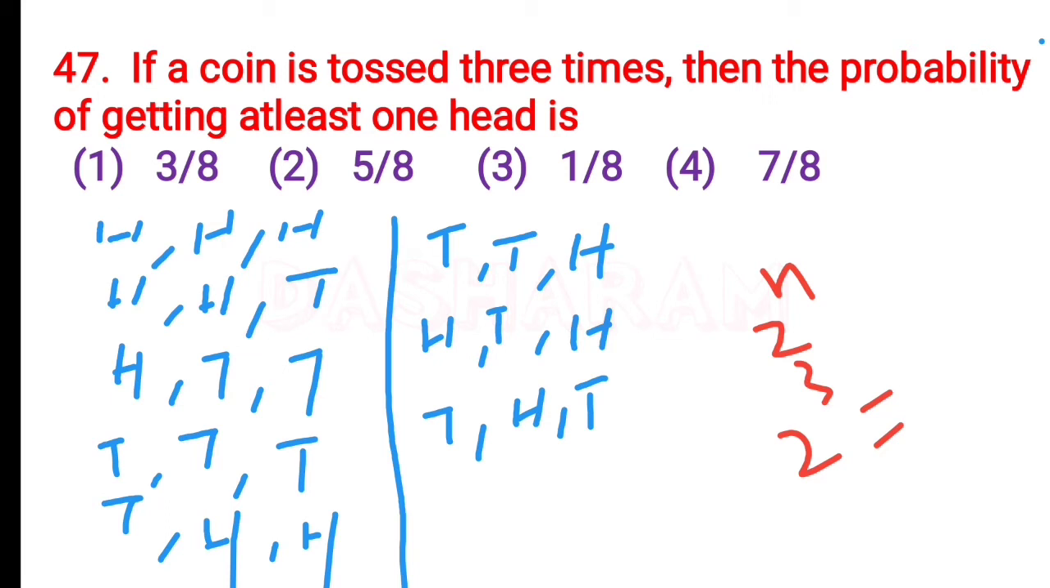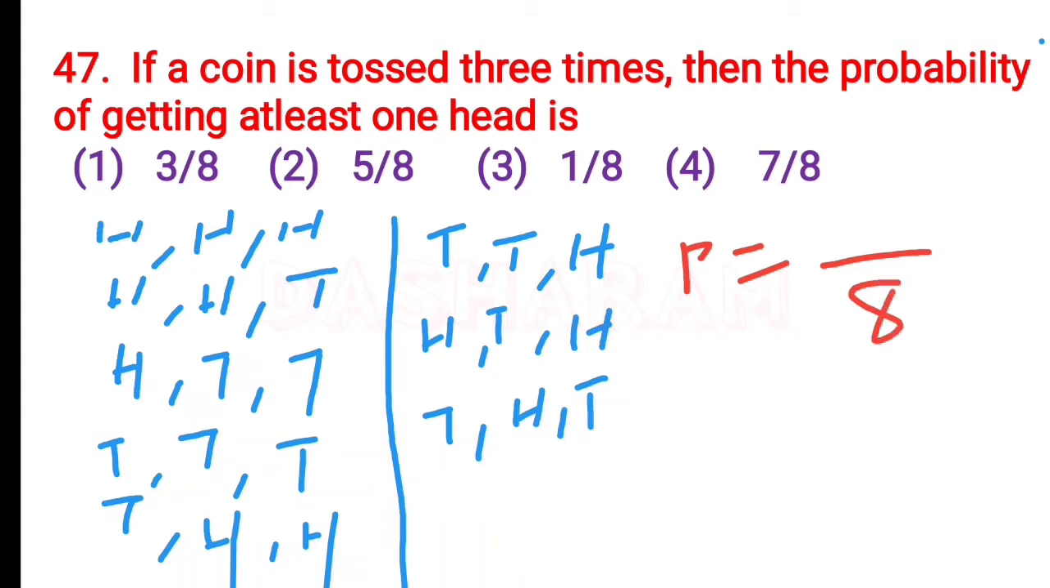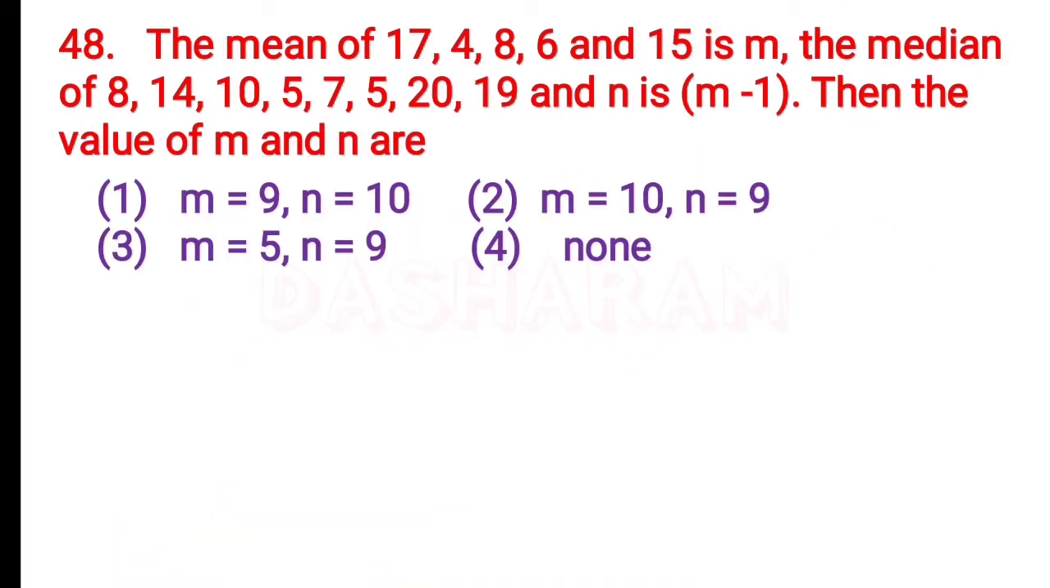Let's find the probability. The probability formula is favorable outcomes divided by total number of outcomes. Total number of outcomes is 8. Favorable outcomes: what is the event? At least one head, which means one or more than one head. So these are all favorable outcomes, a total of 7 favorable outcomes. Option 4 is correct.